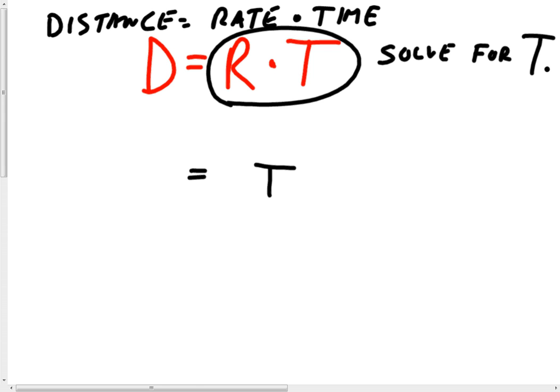If I want T all by itself, what do I need to get rid of from this side? R. How do you get rid of things that are right next to the variable? Do the opposite of what is next. All right, what if it looked like this? What if it was 50 equals 10t? How would you get rid of the 10? Divide by 10.